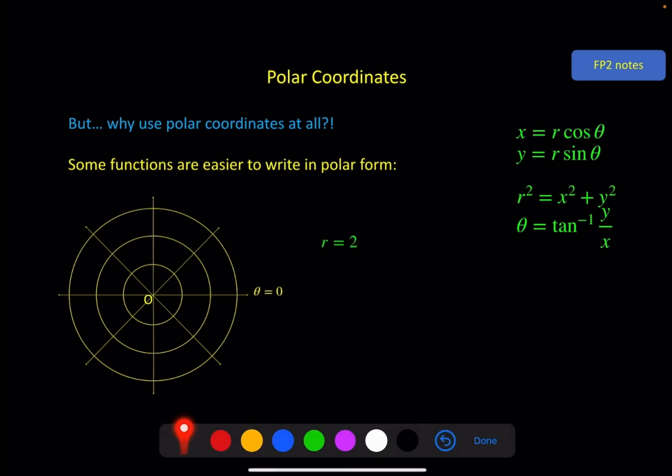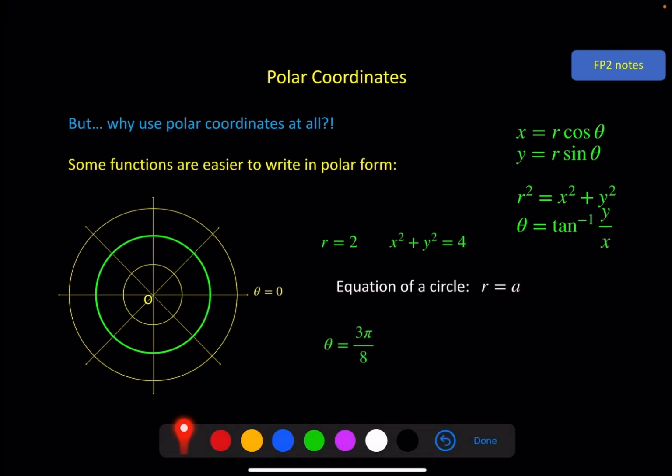But a simple example here, r equals 2, that's a very simple equation, and that means that r, the radius, is 2, so we get a circle of radius 2 centered on the origin. That in Cartesian form is not very complicated, you know how to do circle equations, but it's certainly more complicated than this. So circles with a center at the origin is just r equals some constant a.